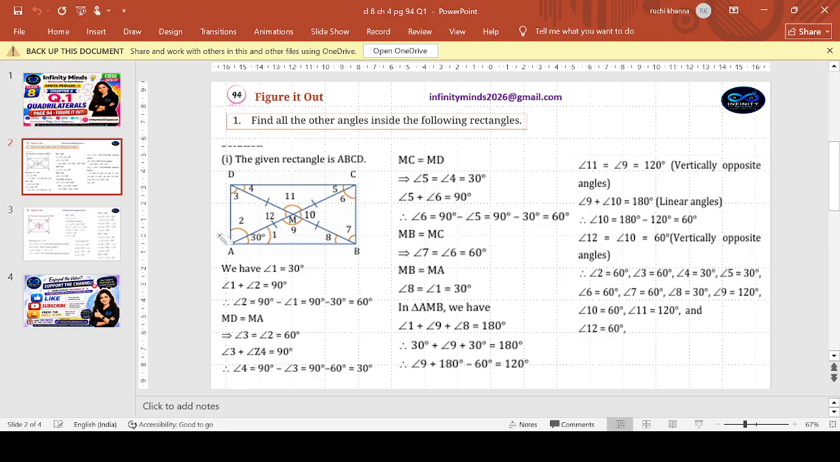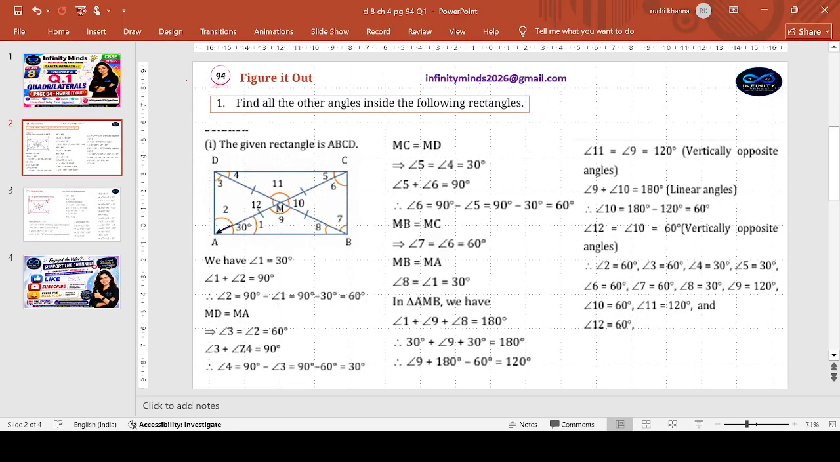So you are given a rectangle ABCD in which you have only been given the value of this angle, children. First of all, you should know what is being asked. You are being asked to find all other angles. Other angles means what? Of course, there are four corner angles in a rectangle, angle A, B, C and D. They stand at 90 degrees, that everyone anyways knows. That is not being asked.